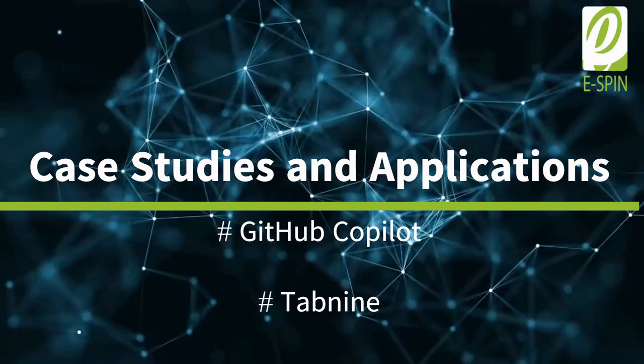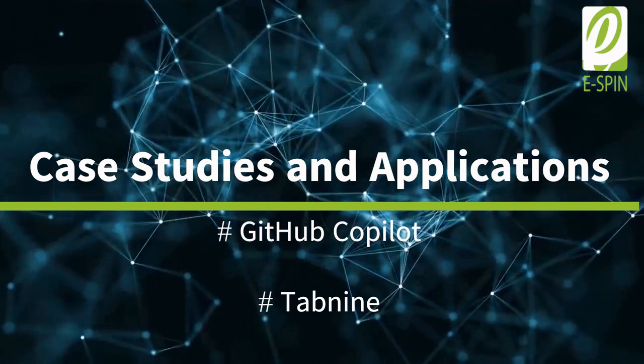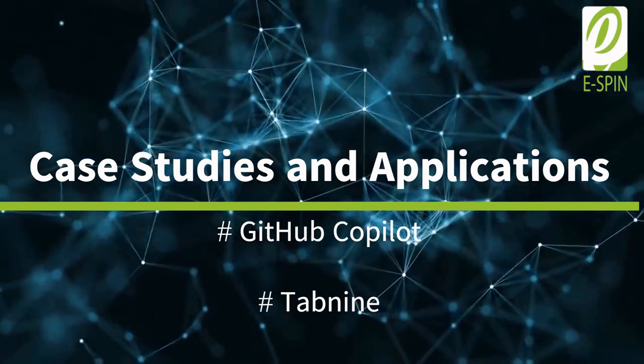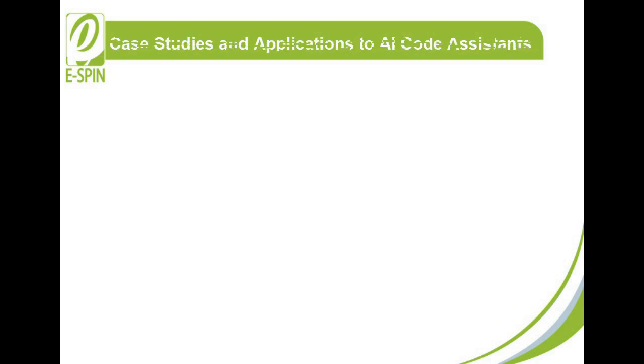Case studies and applications. Case studies and applications of AI code assistants include GitHub Copilot and Tab 9. They demonstrate their ability to significantly boost developer productivity by providing intelligent code suggestions, error detection, and contextual documentation across various programming languages and environments.